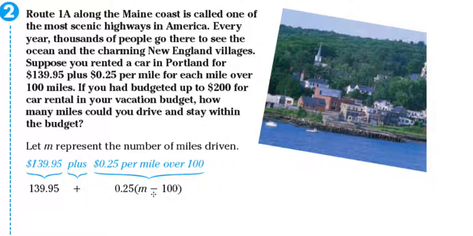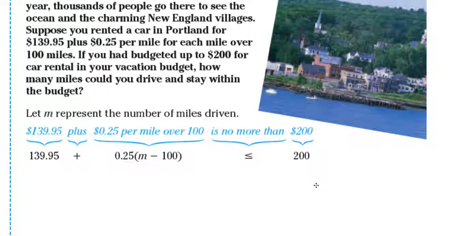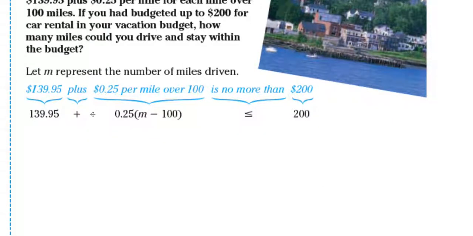It's not really free, but you don't pay a per mile fee up to 100 miles. So when you pass 100 miles, that's when you start paying. So this is no more than, which gives you an inequality of less than or equal to your budgeted amount of $200. This now becomes your inequality.